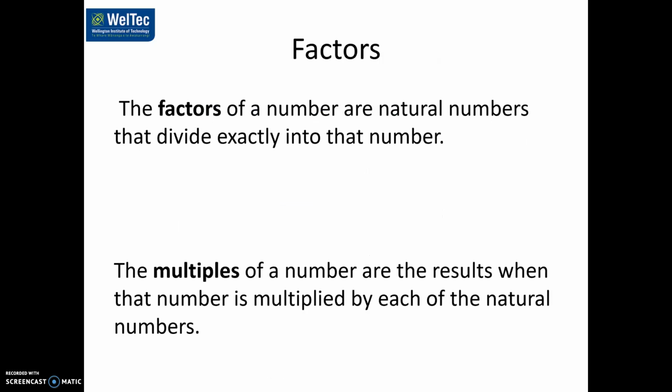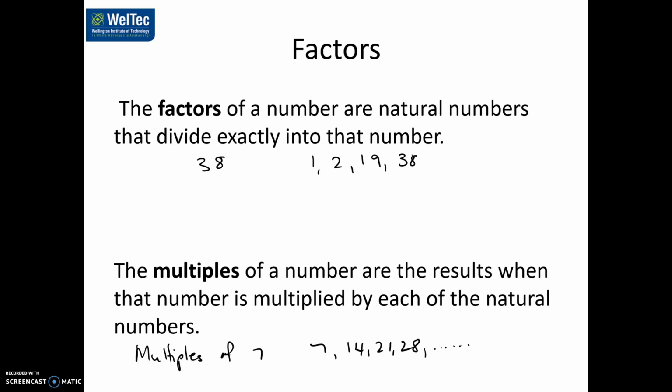Okay, factors. Now sometimes, judging by those of you that have done entry tests, the entry test questions on factors are not very well done. The factors of, say, 38 are the natural numbers that divide exactly into that. So the factors of 38 are 1, 2, 19 and 38. The multiples of a number are the results of when that number is multiplied by each of the natural numbers. So say the multiples of 7 would be 7 times 1, 14, 21, 28, and so on. So make sure you know the difference between factors and multiples.